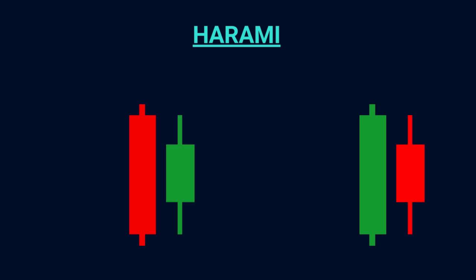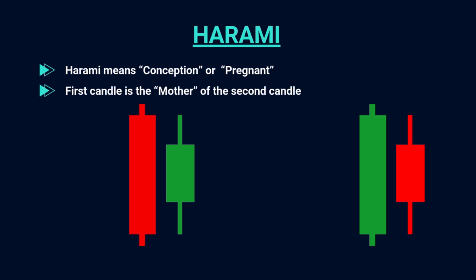Up next is the Harami pattern, which consists of two candlesticks, with the first candlestick being a large candlestick and the second being a small candlestick whose body is contained within the first candle's body. Harami means conception or pregnant in Japanese. The first candlestick is seen as the mother with a large real body that completely encloses or embodies the smaller candlestick, creating the appearance of a pregnant mother.